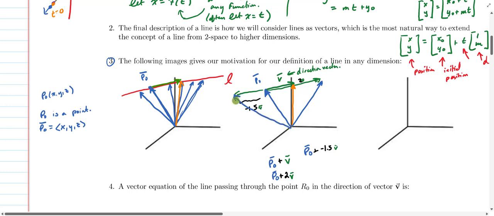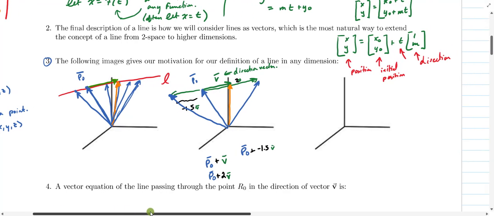So again, this new vector, this blue arrow that I just drew, is the result of adding these two vectors together, and the tip of this new vector lies along my line. Okay, that diagram again got cluttered, so we're going to do it one more time, but this will be the last diagram we have to draw.